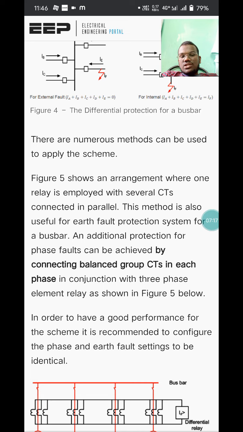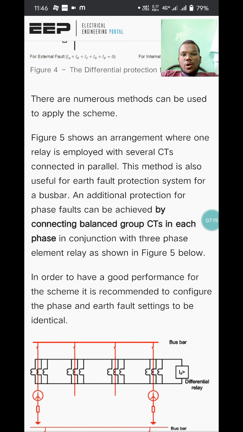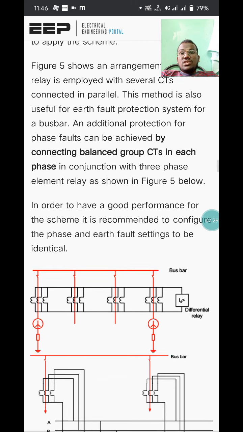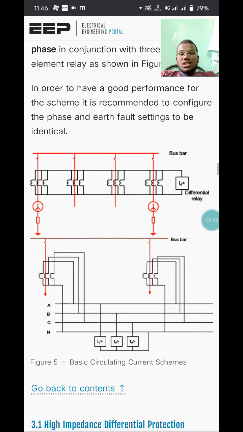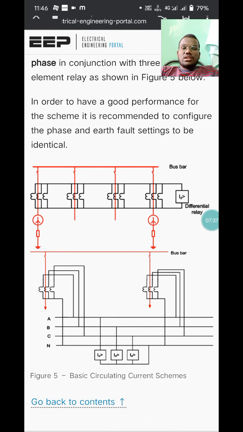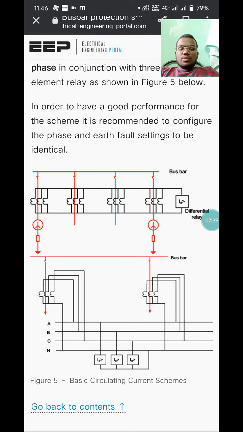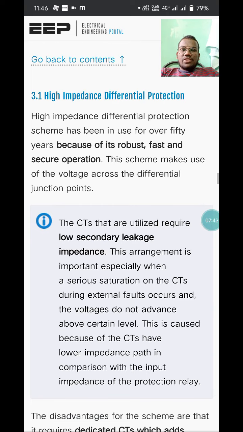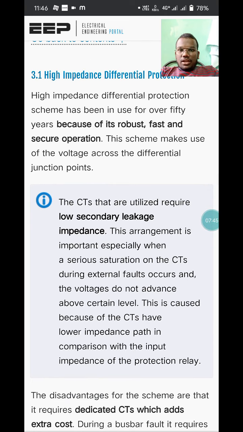The figure below shows the arrangement where one relay is employed with several circuits connected in parallel. This method is also useful for the earth fault protection system for a bus bar. Additional protection for phase faults can be achieved by connecting balanced groups. In order to have good performance for the scheme, it is recommended to configure the phase and earth fault settings to be identical. Coming back to the contents, high impedance differential protection is one of the types.